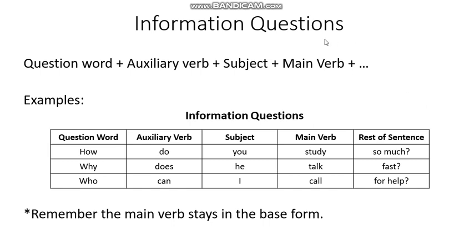Now for information questions, we start with the question word, then the auxiliary verb, then the subject, main verb, and then the rest of the sentence. Let's look at the examples below.